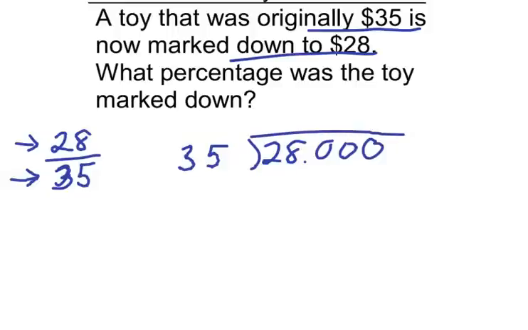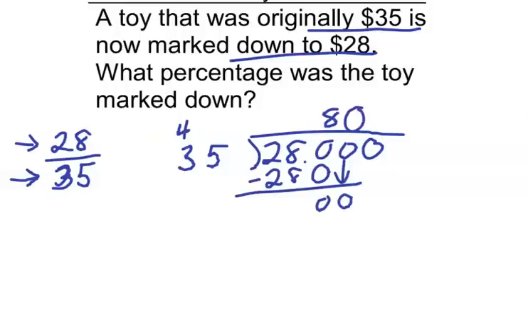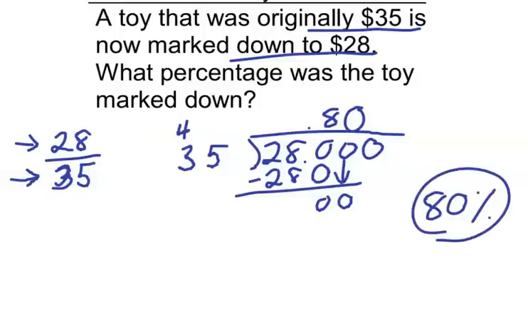All right, so how many times does 35 go into 2? It doesn't. How many times does it go into 28? It doesn't. How many times does it go into 280? I would say probably 8 times. 8 times 5 is 40. 8 times 3 is 24, plus 4 more is 28. Ooh, this worked out really well. Now we have 0, bring down the 0. How many times does 35 go into 0? 0, which means $28 is 80% of the original price.